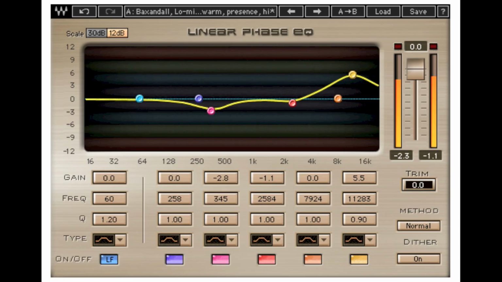There are many signal processors like this. This is the linear phase EQ from Waves. They also have other linear phase processors, like dynamics processors, and there are other companies that make them as well. This is just one example.